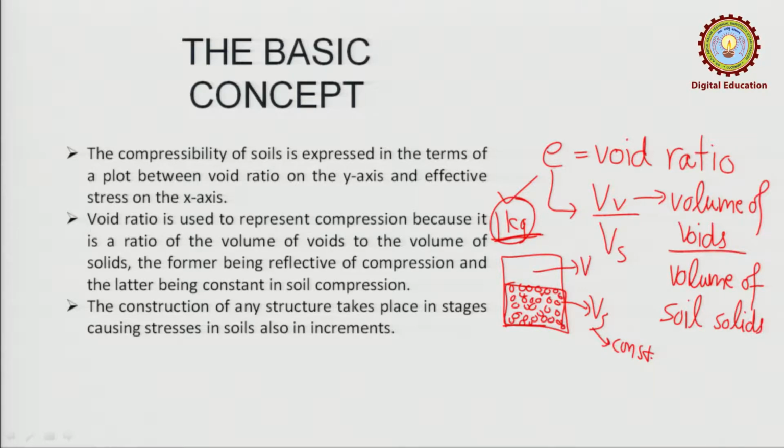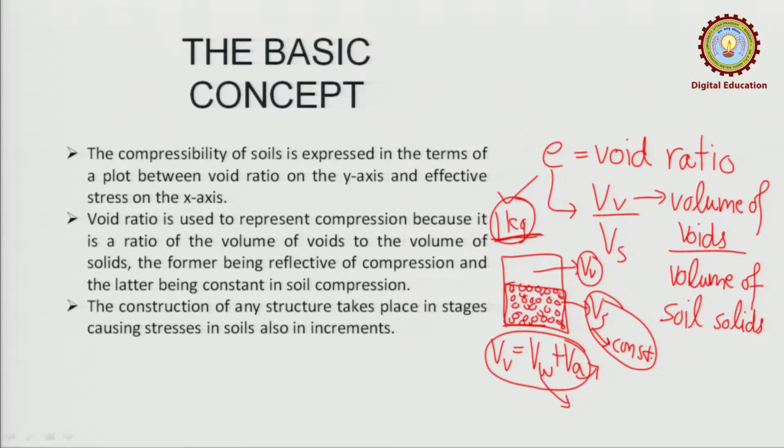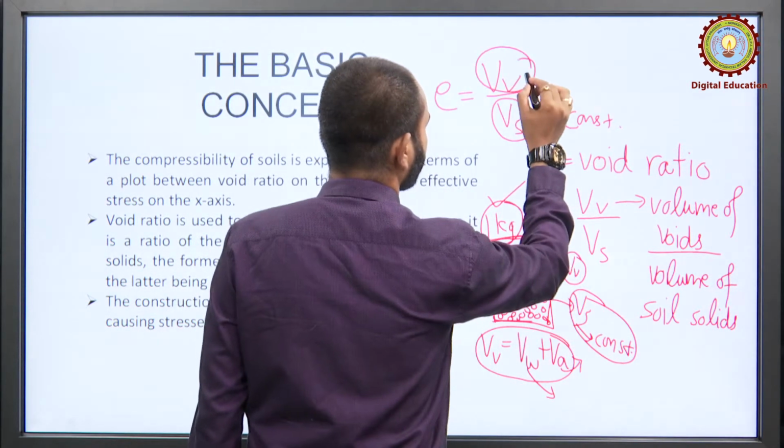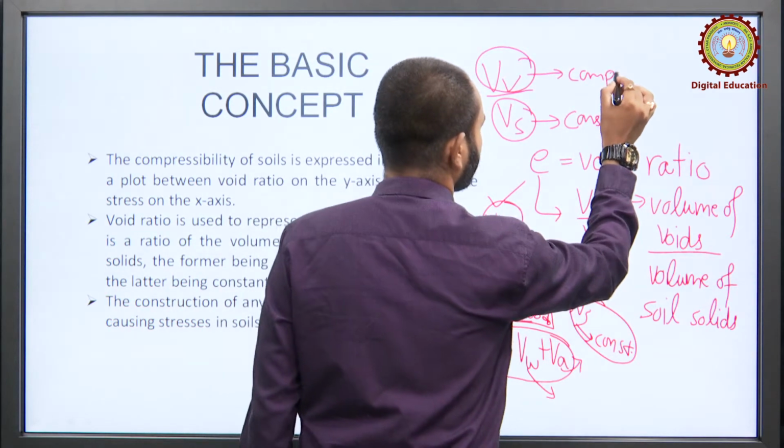Talking about V_V, it comprises water and air, both of them. If it is loosely packed, then the volume of air may increase. If the water is fully saturated or partially saturated, then V_W also may vary, but V_S will remain constant. So, e is a very good measure because it is V_V upon V_S; here V_S is constant and V_V varies according to the compression.